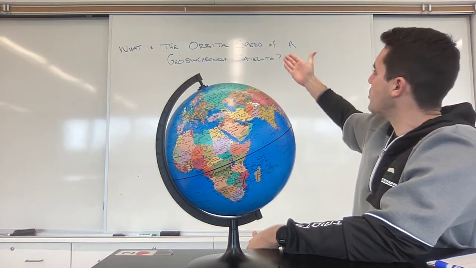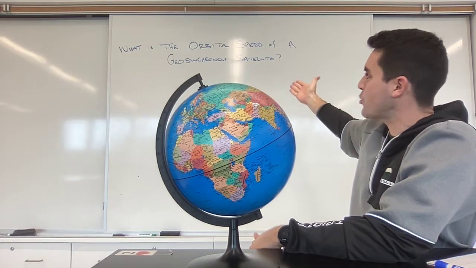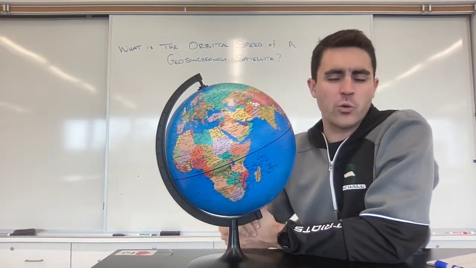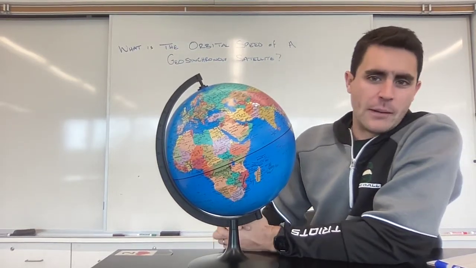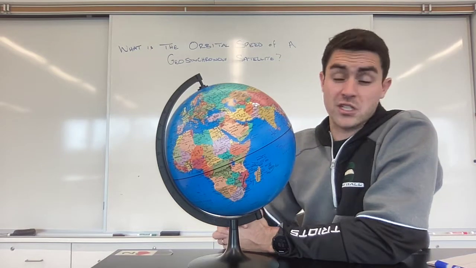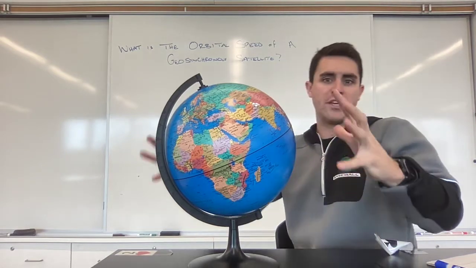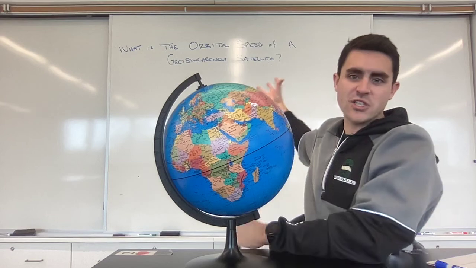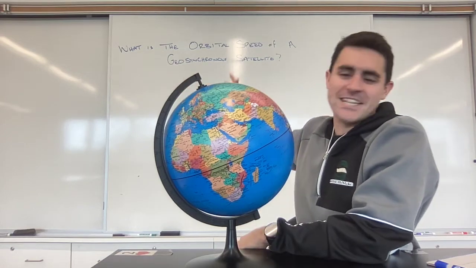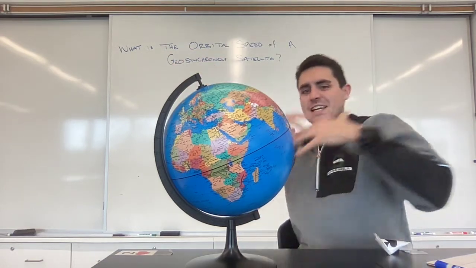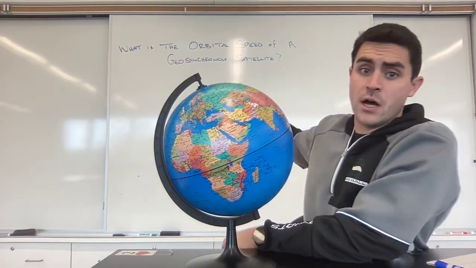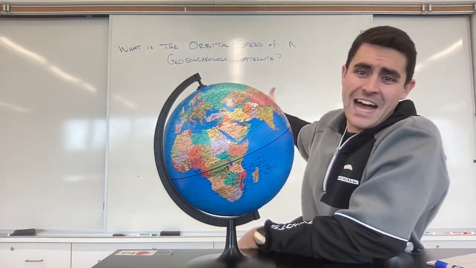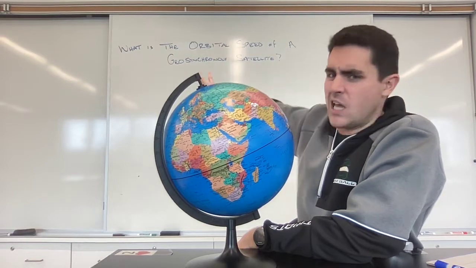is, what is the orbital speed of a geosynchronous satellite? That weird word geosynchronous is the crux of this problem. So the word geosynchronous, if we break it apart, geo means Earth, chronos at the end means time, and syn in the middle means like same. So basically, I'm looking for a satellite that orbits in the same way and time as the Earth.